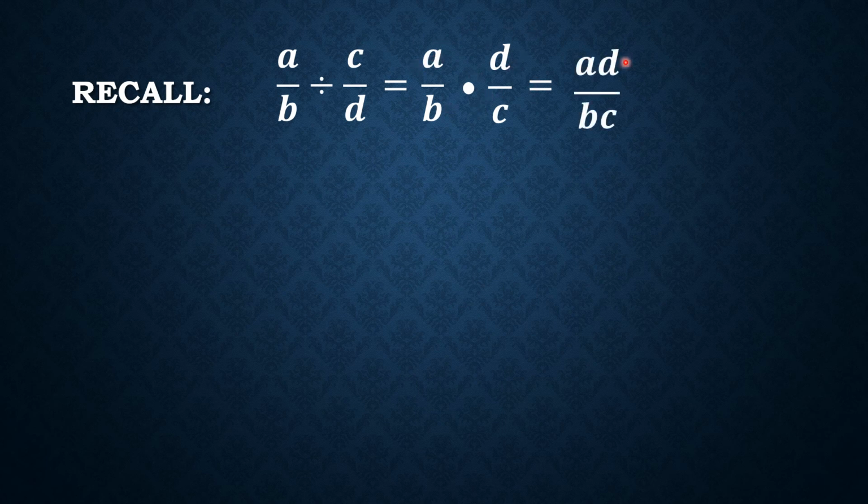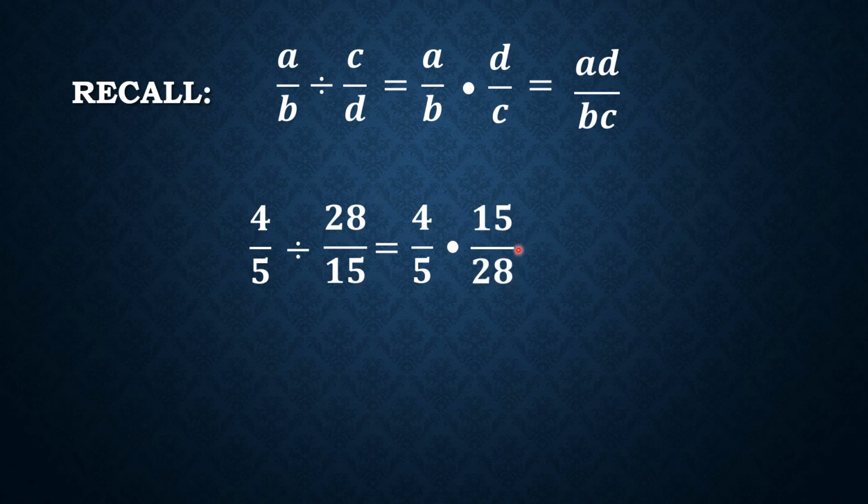A times D is AD, B times C is BC. For example, let's say we have 4 over 5 divided by 28 over 15. So, we can remember the acronym CCR. Again, CCR. Copy, change, reciprocate. So we copy the dividend, 4 over 5. We change the operation to multiplication. Then we reciprocate the divisor. When we say reciprocate, we flip it.